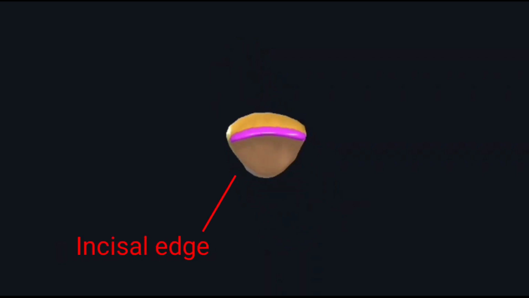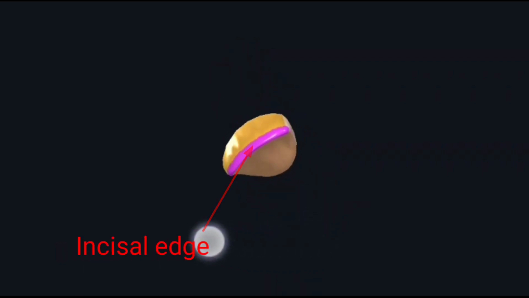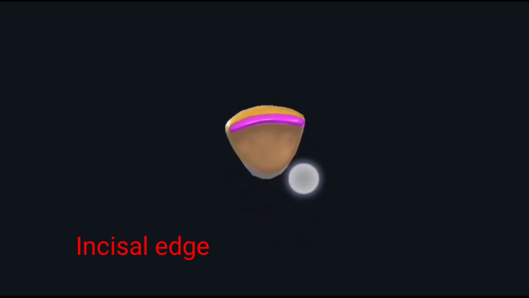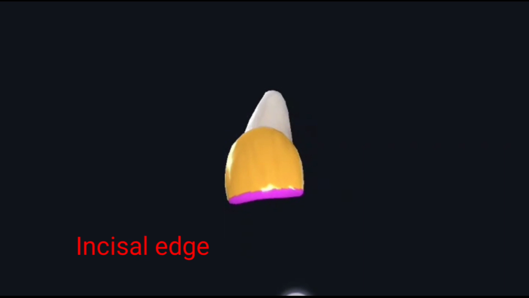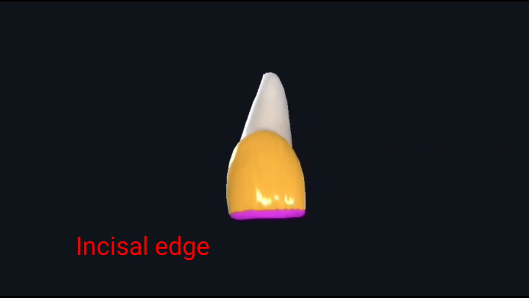The incisal edge is the inferiorly located cutting edge of the maxillary central incisor tooth. It meets the labial surface at the labio-incisal angle and the lingual surface at the lingo-incisal angle.